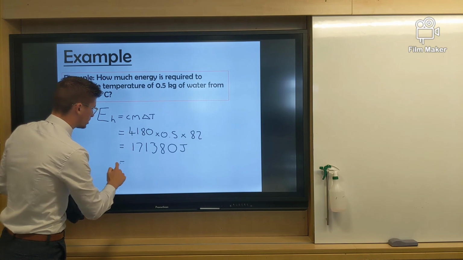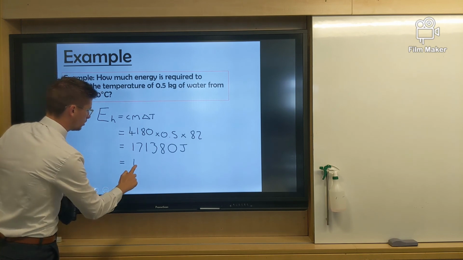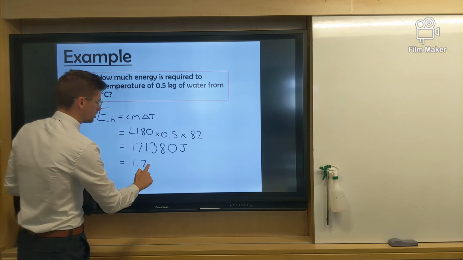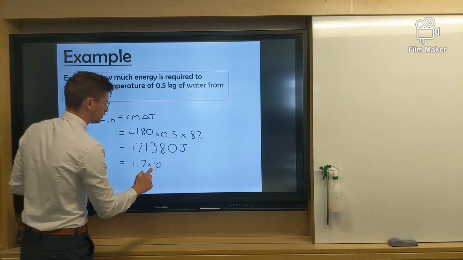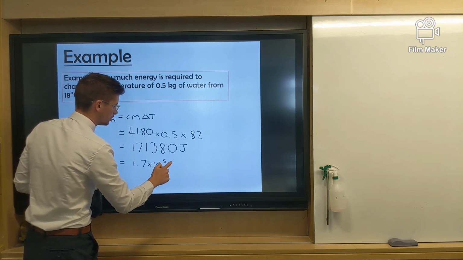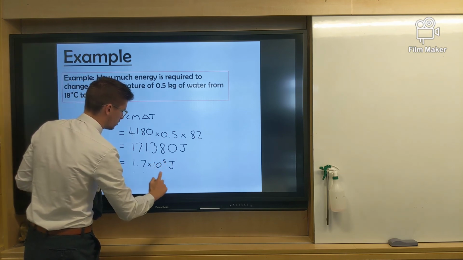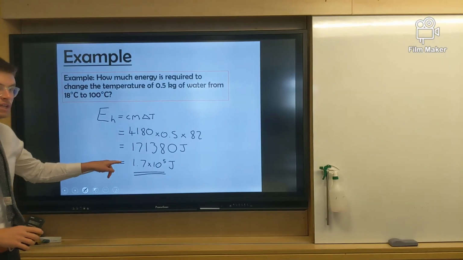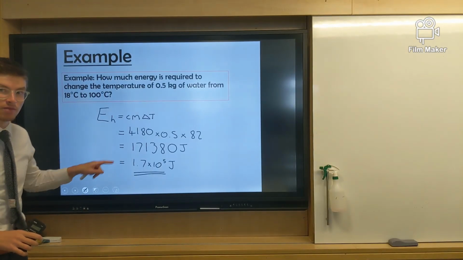So what I'm going to write is this: 1.7 times 10, 1, 2, 3, 4, to the power of 5 joules. Okay? That's what the answer should be. Please remember that. That's a key bit of information.